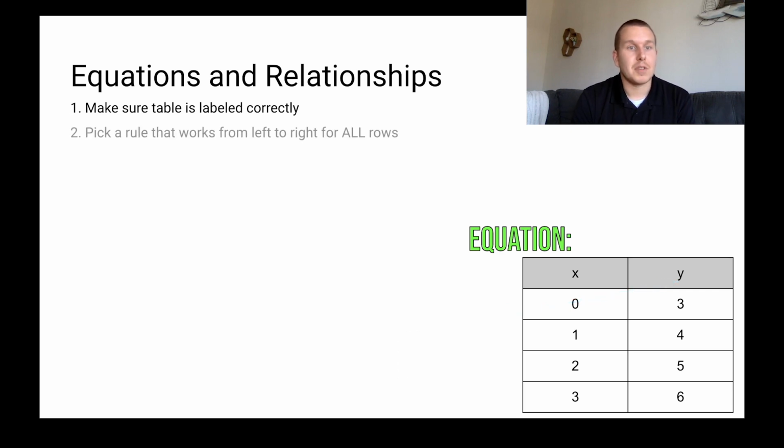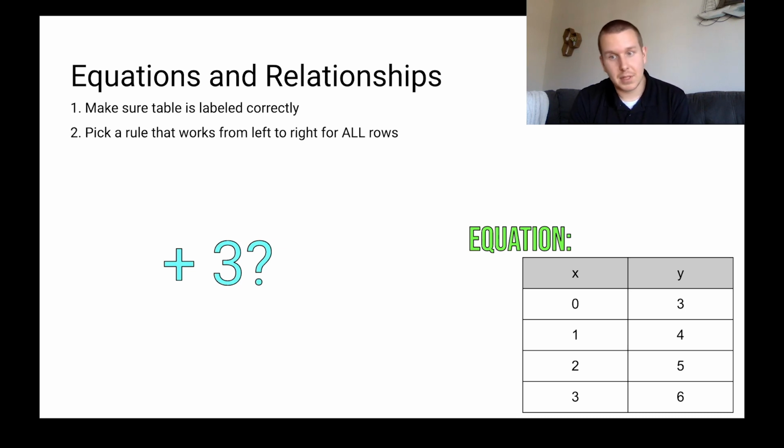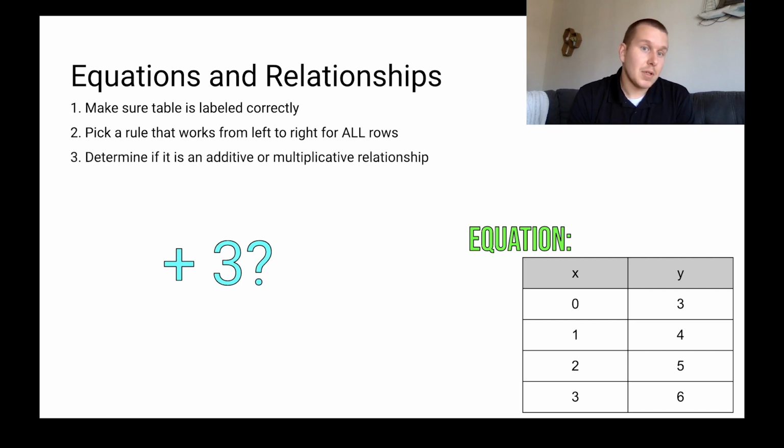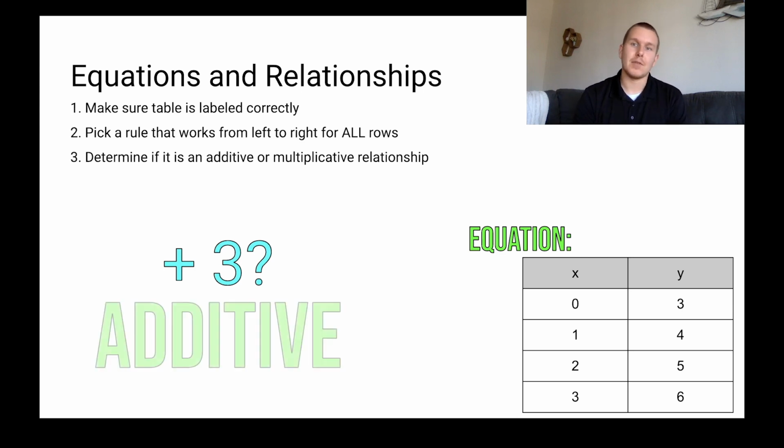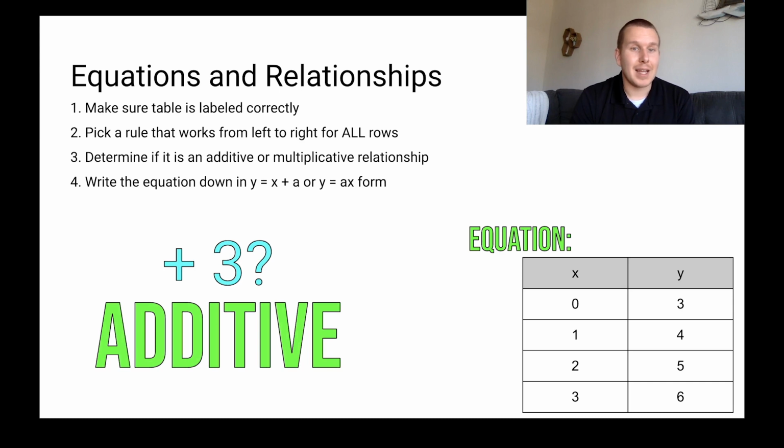Step 2 is picking a rule that works from left to right for all rows. Again, very similar to what we've been doing. Add 3, that looks about right. 0 plus 3 gives us 3, 1 plus 3 gives us 4, 2 plus 3 gives us 5, and 3 plus 3 gives us 6. Step 3, determine if it's an additive or multiplicative relationship. Since we're adding as we go from left to right, you guessed it, we have an additive relationship. Now we write it in y equals x plus a or y equals ax form. Since we're adding 3, the equation is y equals x plus 3.